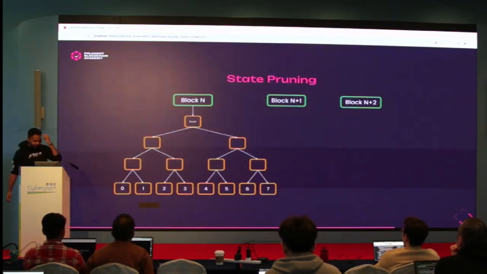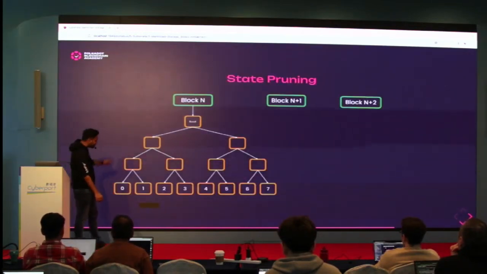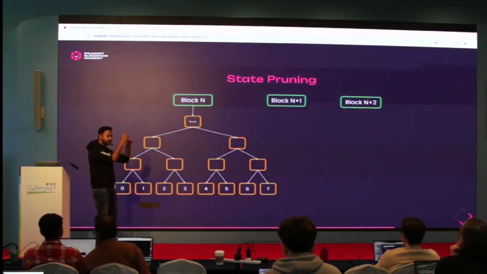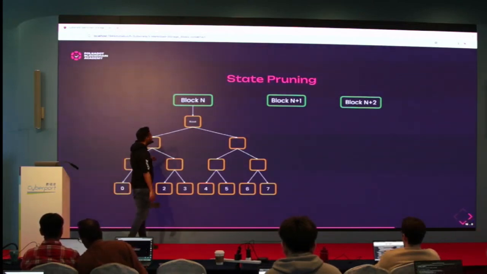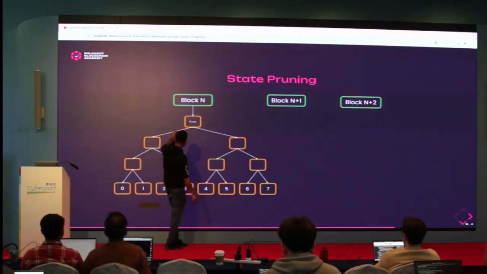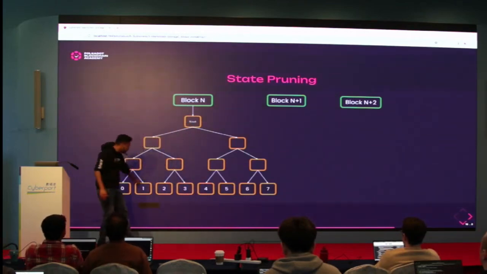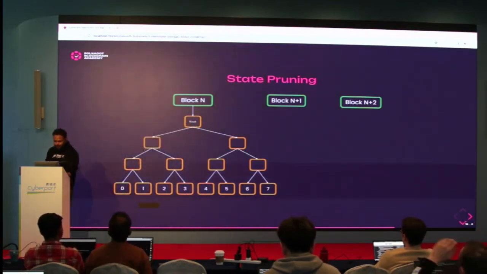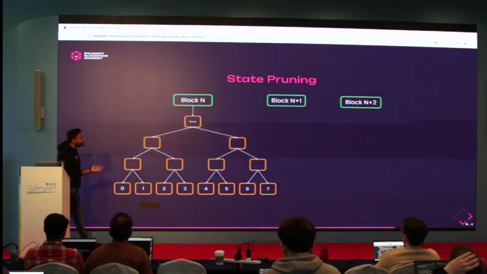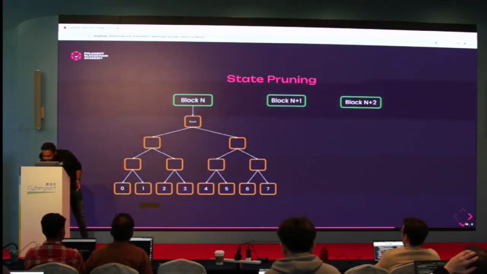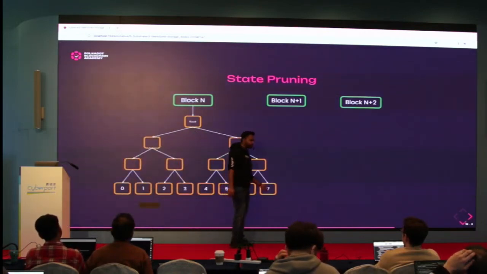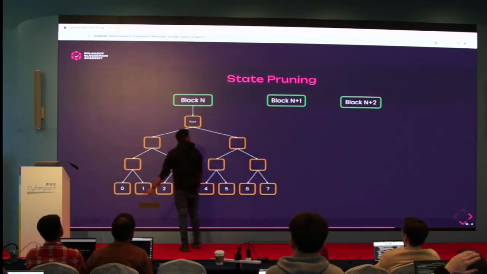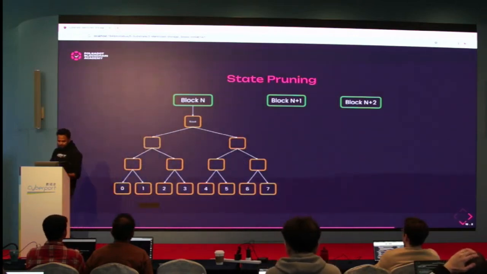So the way it works, everything is linked to each other, right? It's like pointers to different data. And for block n, let's say there is a state root, these keys, and the actual values at the bottom. And at block n plus 1, I think if I'm not wrong, imagine only this value is changed, this node 7, right? So what will be the new state?